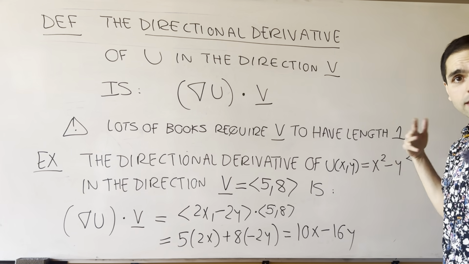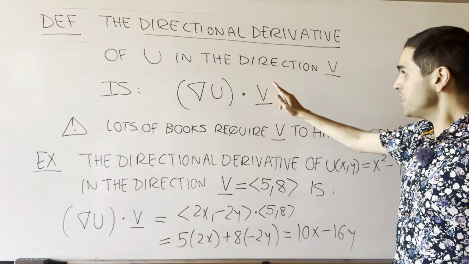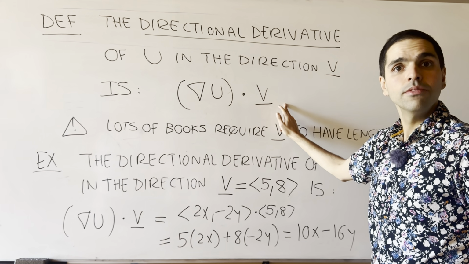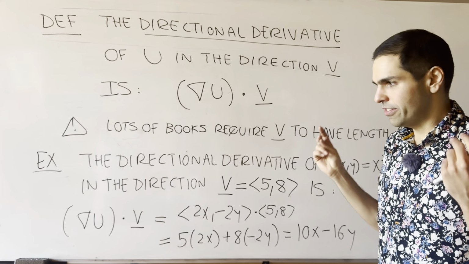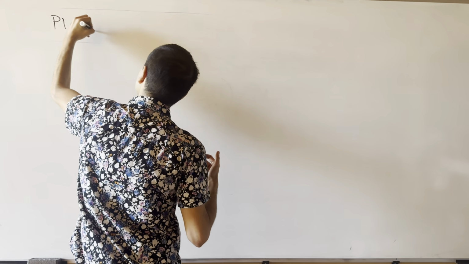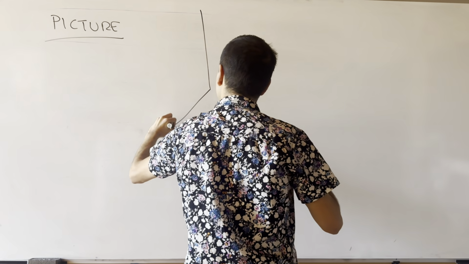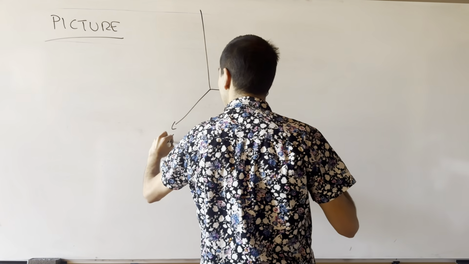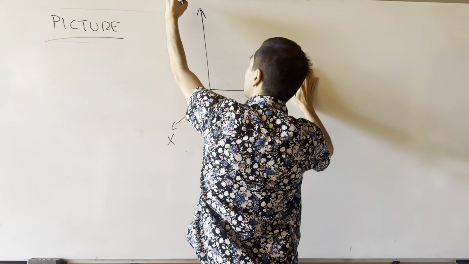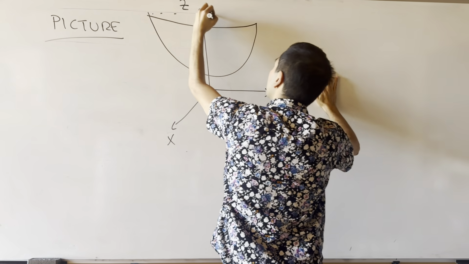And last but not least, what does that even mean? So here's the interpretation. It's simply the rate of change of u in the direction v. And I'll illustrate this with a little picture. So in other words, what's happening here? So here's a little picture. Suppose, for instance, you have our function u. So not necessarily x squared minus y squared, but let's just have a general function u.